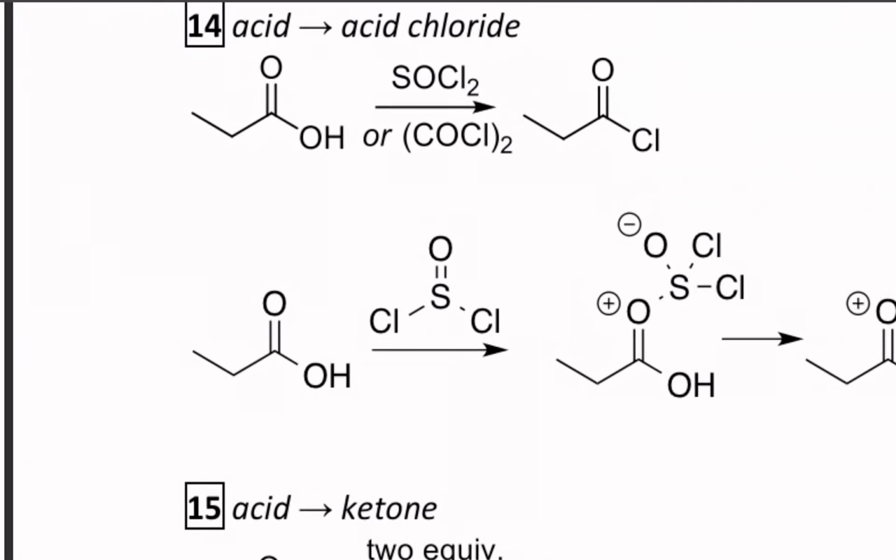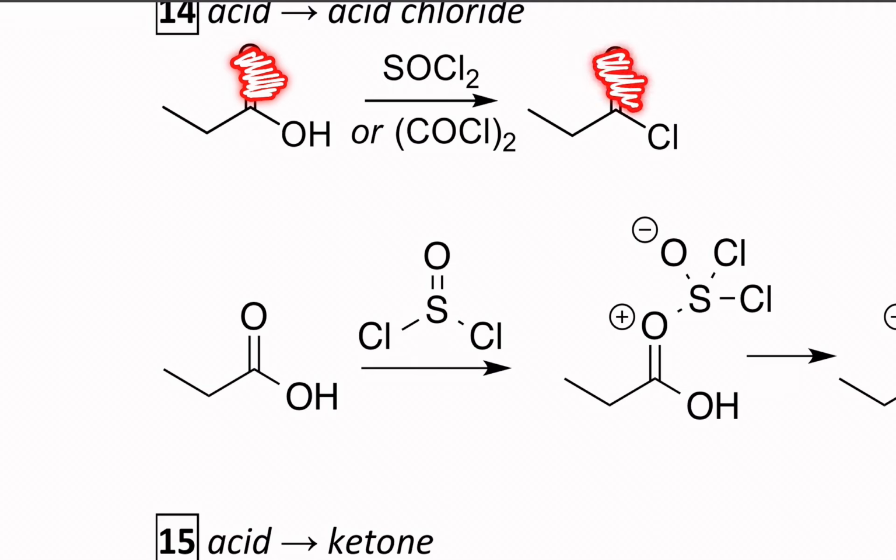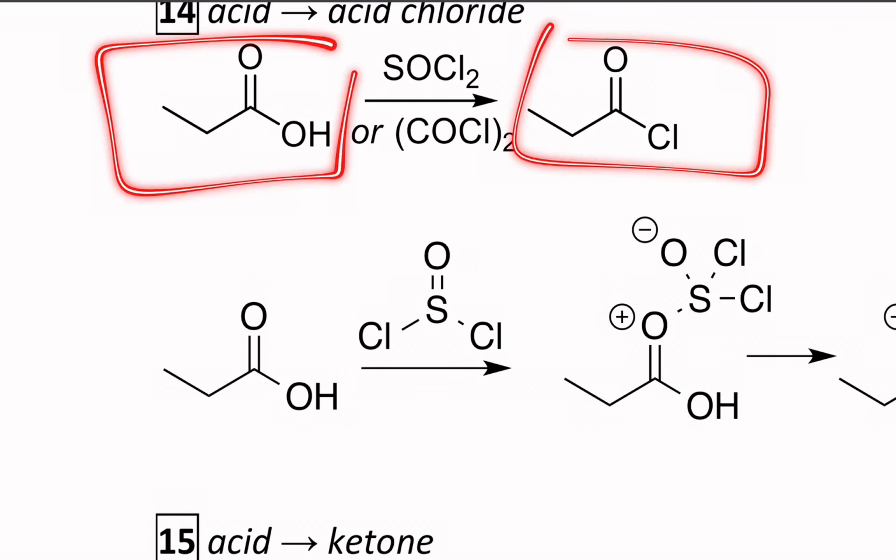So the first one is a reagent you've seen before, thionyl chloride, which changes an OH to a Cl. That's true even if it's not a carboxylic acid, but just an alcohol. We saw that last semester for alcohol becoming alkyl chloride. Easy to remember because now we have acid becoming acid chloride.